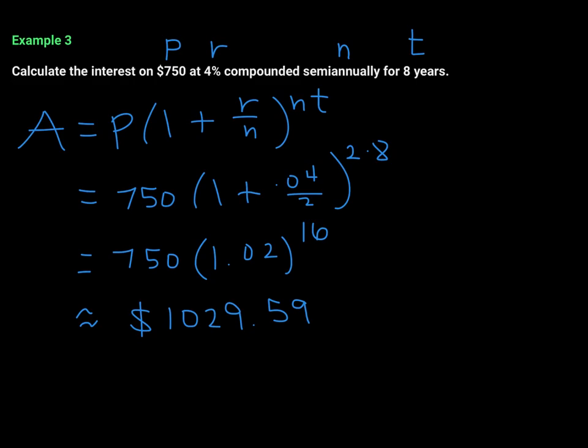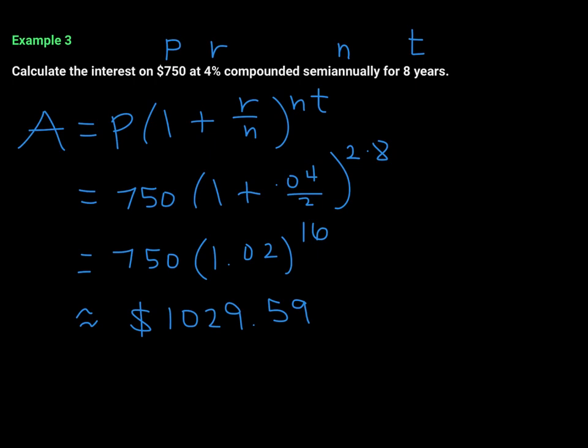In the previous example, the question was: determine the amount in the account. That's A. That's what A represents, the amount in the account. In this example, they're not asking us for that. They're asking us to find the interest.